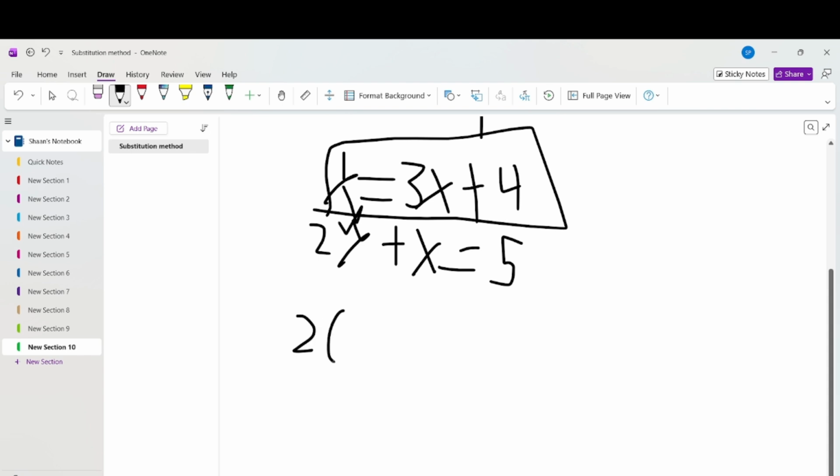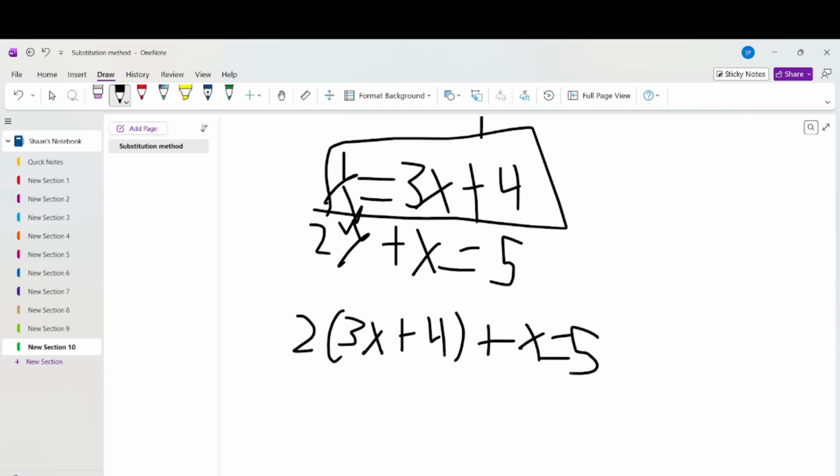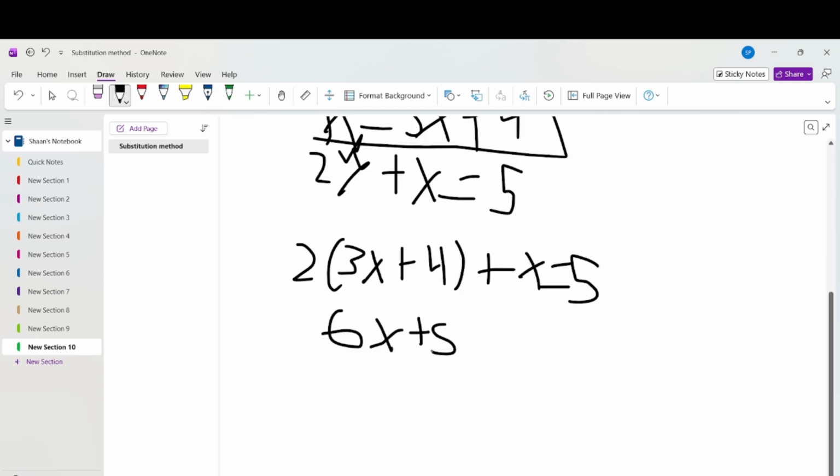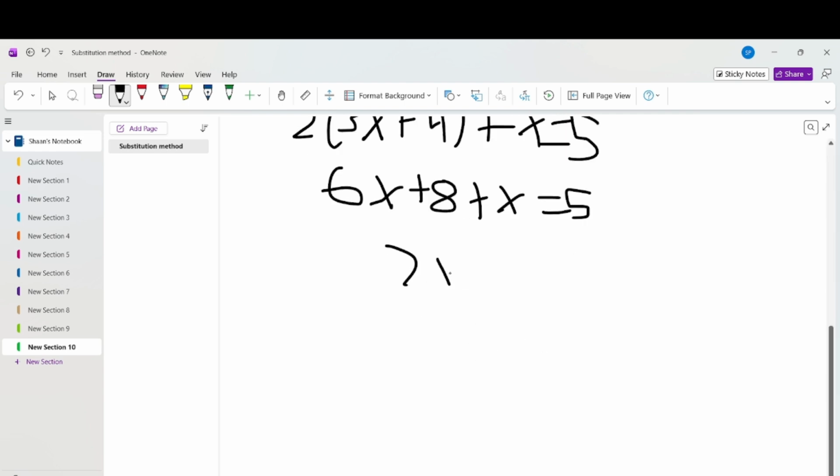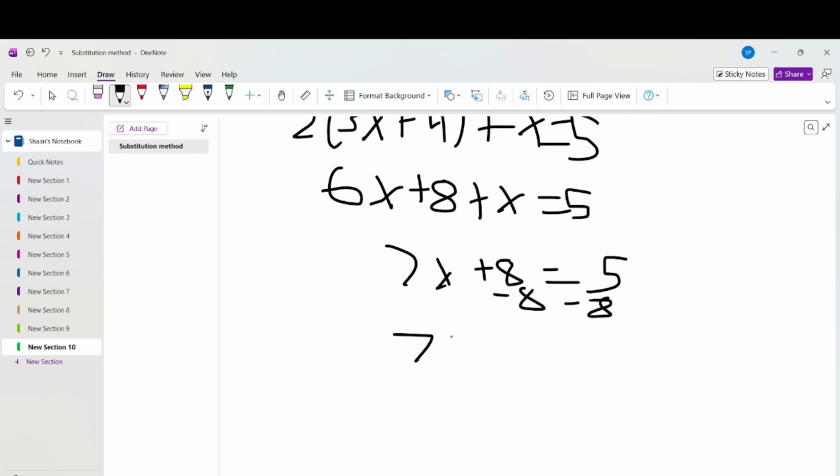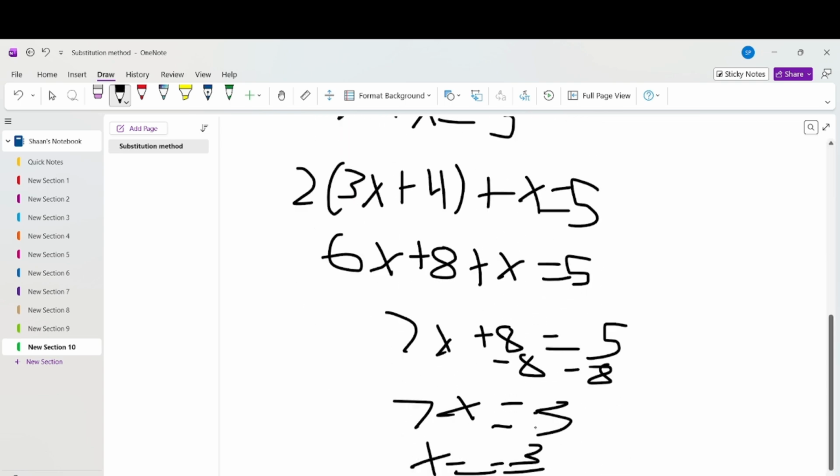So we can just do 2 times (3x plus 4). The reason for that is because y is equal to 3x plus 4, which is why we're substituting in 3x plus 4 for y, plus x is equal to 5. And then we get 6x plus 8 plus x equal to 5. That's 7x plus 8 equal to 5, minus 8 from both sides. We get 7x is equal to negative 3, and then x is equal to negative 3 sevenths.